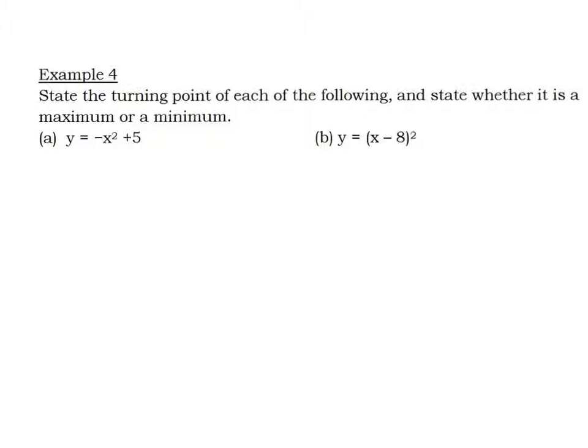Example 4. State the turning point of each of the following and state whether it is a maximum or a minimum. So the first one has been shifted upwards by 5 units. So the turning point is 0, 5. And is it a maximum or minimum? The minus sign out the front means that it's one of those sad parabolas. It's going to look like this.